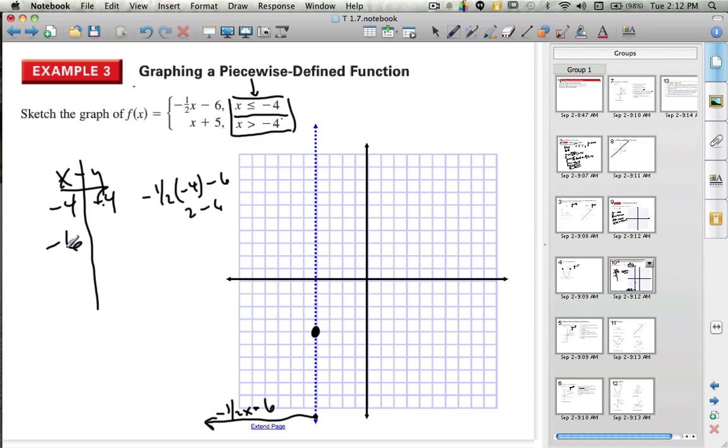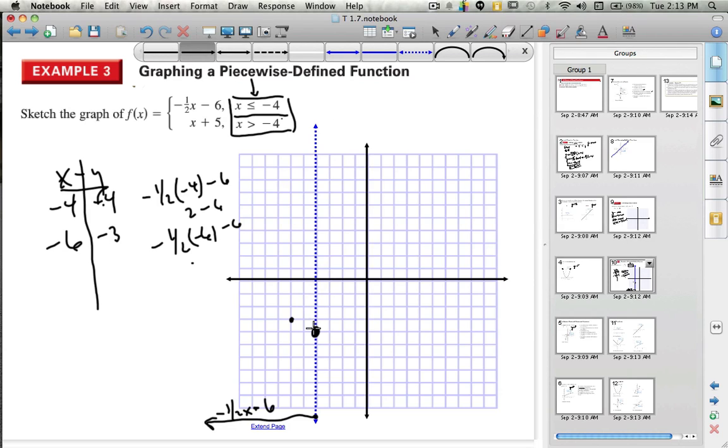When I plug in -6, -6 times -1/2 is 3. Minus 6, so 3 minus 6 is -3. So it goes up a little bit. Oh, I'm sorry. I used -6, so it's over there, not at -5. And then when I graph this, it's going to look like that.